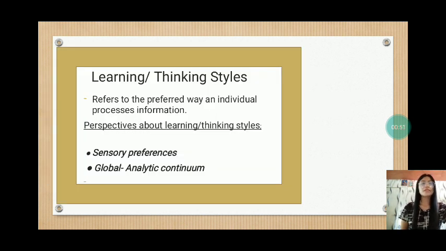So first, let's define what a learning or thinking style is. It refers to the preferred way an individual processes information. In a group of learners, there will always be different learning characteristics, particularly in the learner's manner of processing information. Some would absorb the lesson better when they work with their hands rather than when they just listen to it.